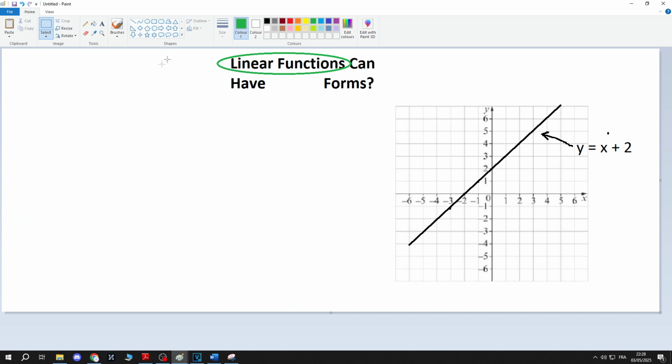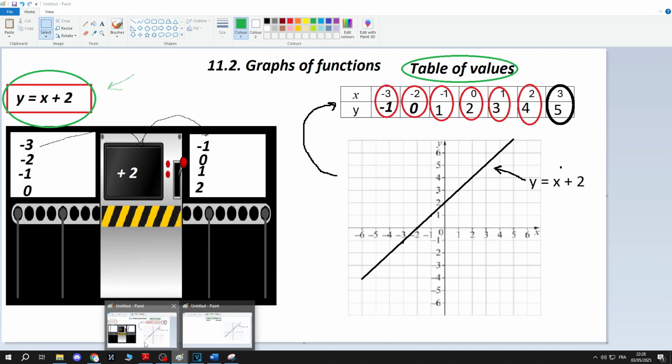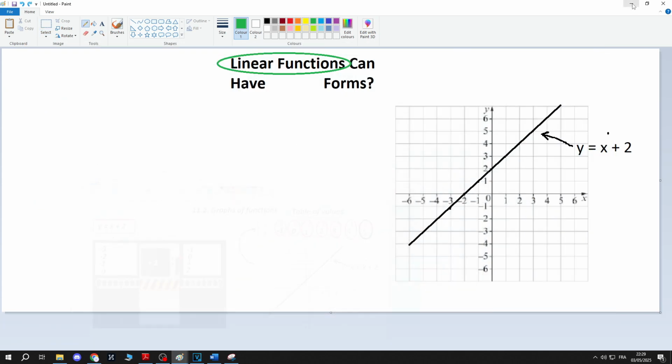Now, what if I tell you that I can know that a function is linear without even having to look at my conveyor belt? All I have to look at is the graph of that function. So let's assume you've gone through all the necessary steps. You've seen what the function is. It's y equals x plus 2. You drew your table of values when x is negative 3, y is negative 1, etc. You plotted all the points, you connected the dots, and you ended up with this, a straight line.